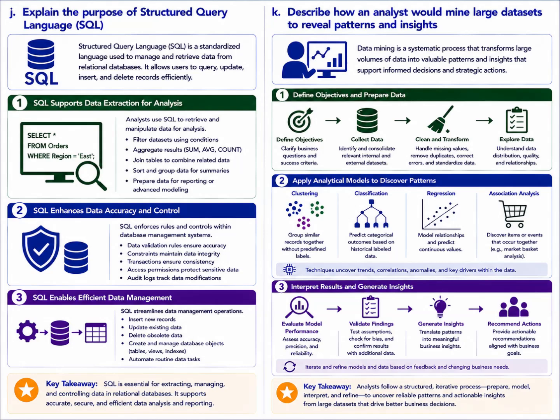The process begins with defining objectives and preparing data. Analysts clarify business questions, consolidate relevant datasets, and perform cleaning and transformation to ensure quality and consistency. Next, analytical models are applied. Techniques such as clustering, classification, regression, or association analysis are used to identify trends, correlations, and anomalies within the data.